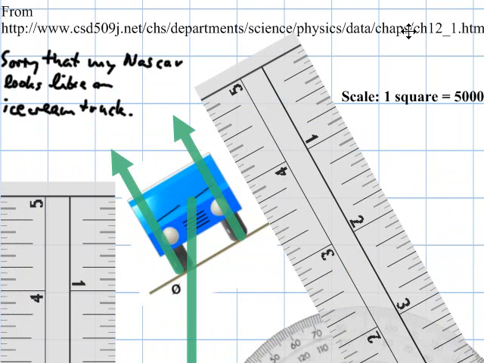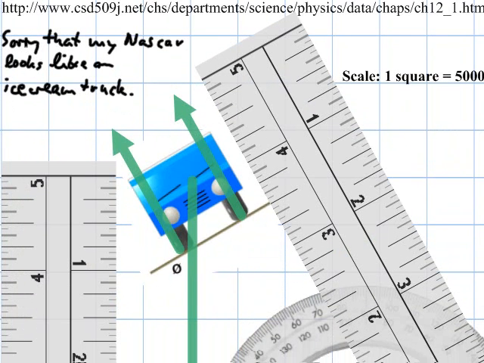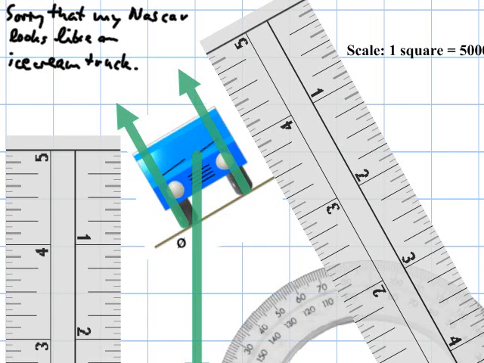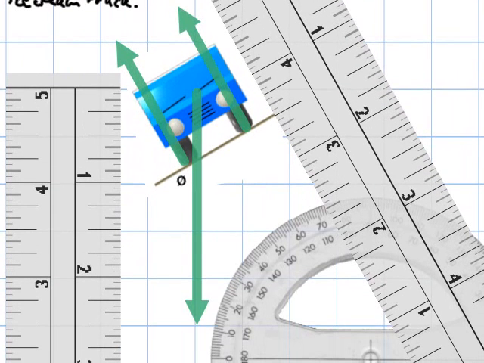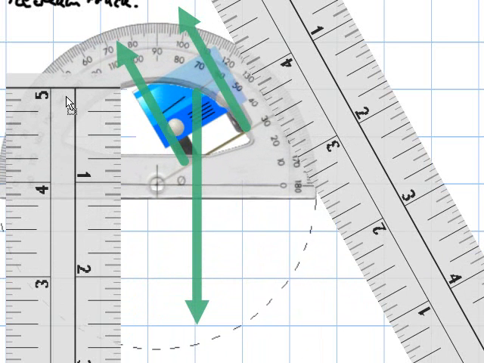Here each square is 5,000 newtons, or you can just look at the ruler and see that 2 squares would make 10,000 newtons. So this vector is 25,000 newtons down, and these two vectors to the upper left are 15,000 newtons each, because this would be 1.5 squares, 15,000, and they're at an angle.